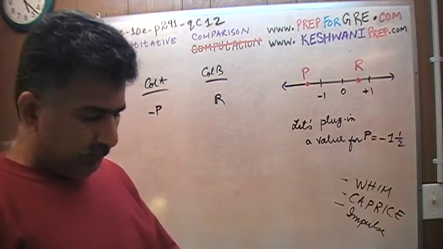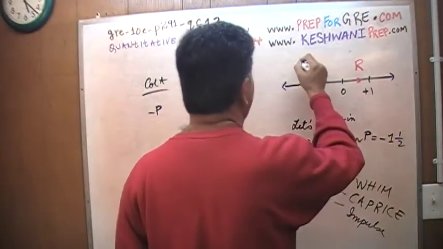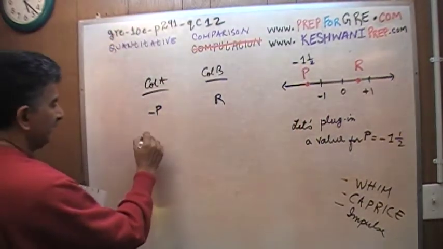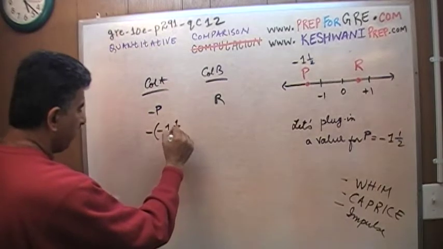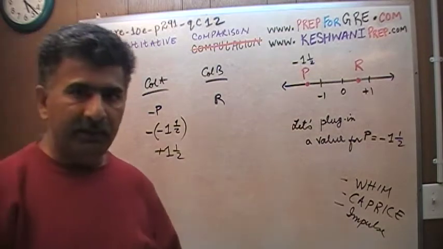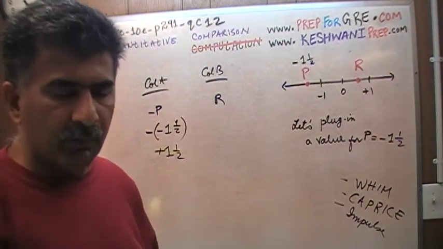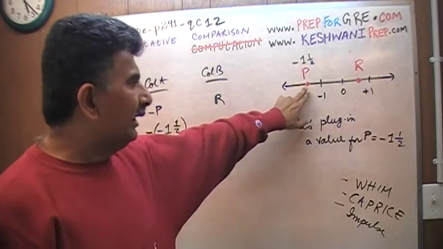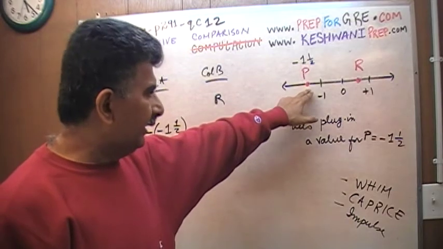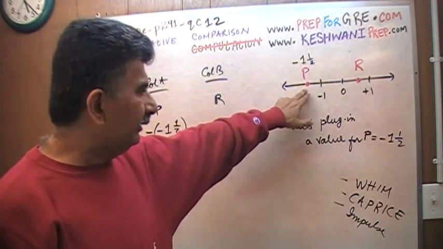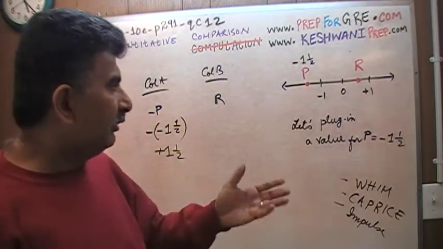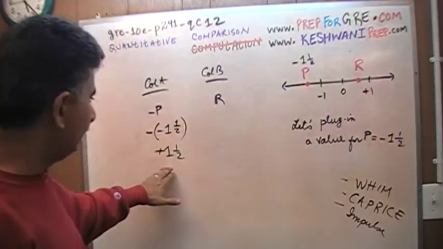Let's continue here. So my p is negative 1.5. If p is negative 1.5, here they give me negative p. Negative of negative 1.5 would be positive 1.5. In other words, if I had not plugged in a value for p, we would say that since p is to the left of negative 1, negative p is the absolute value of p, and therefore, whatever it is, it is going to be more than 1. As you can clearly see here, it is 1.5.